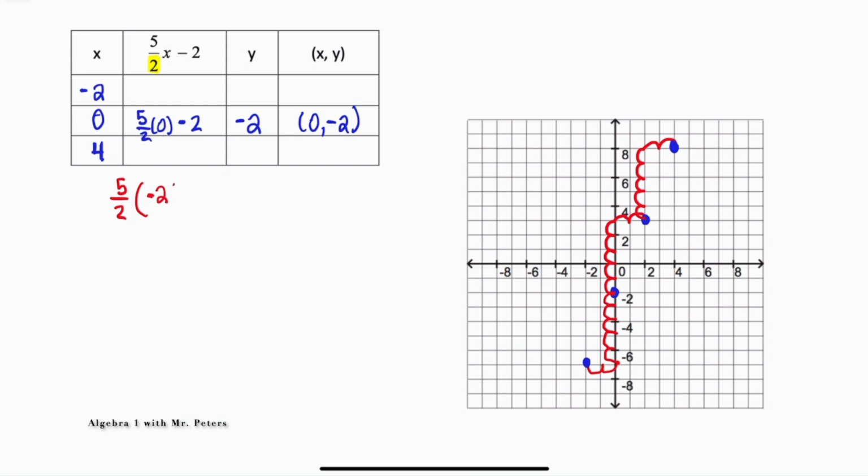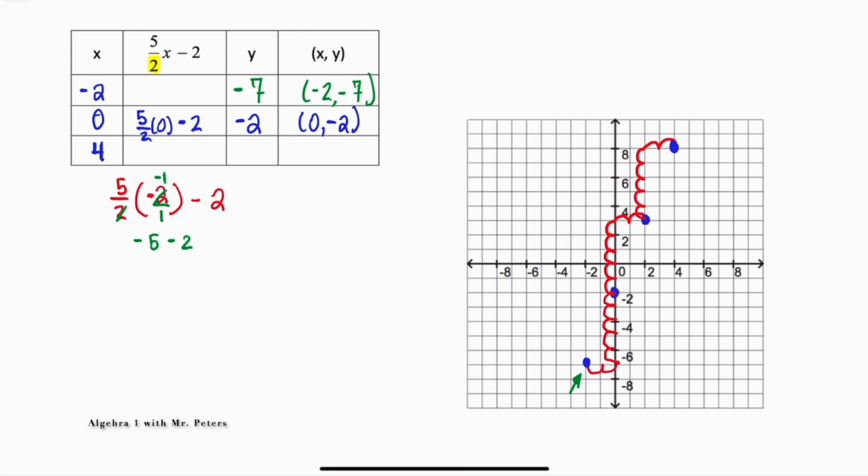times -2 minus 2. So at this step, because we are multiplying with a fraction, we could cross cancel. So this 2 turns into a -1. 5 times -1 is -5. When we subtract 2 from it, we're going to get -7 for the y value. So we have the ordered pair -2, comma -7, which is going to be this point right here.